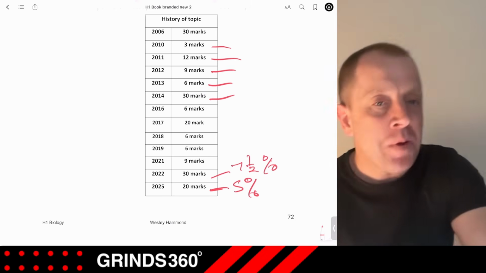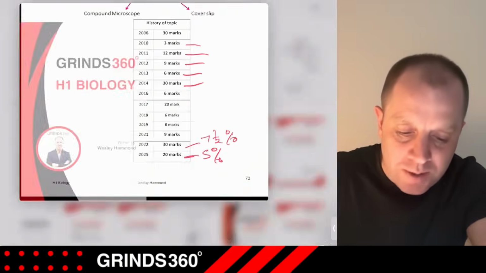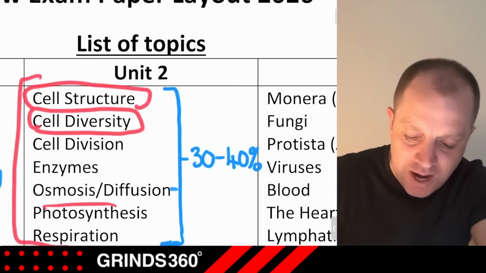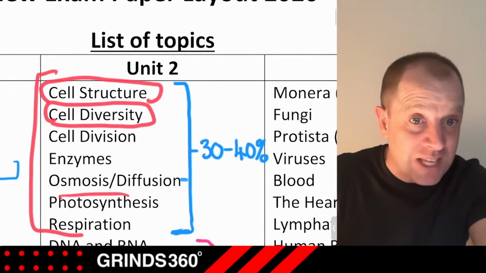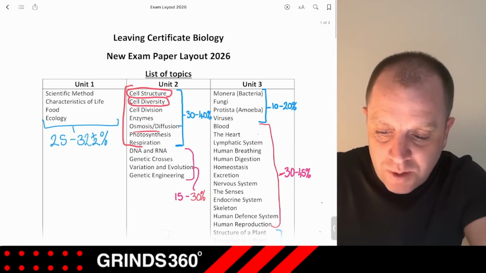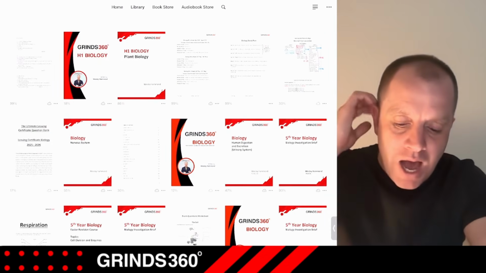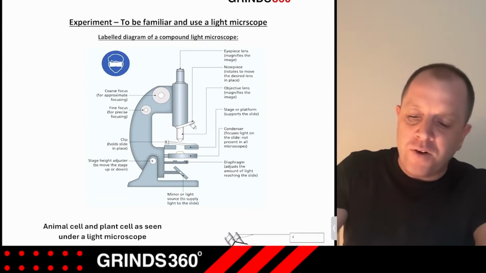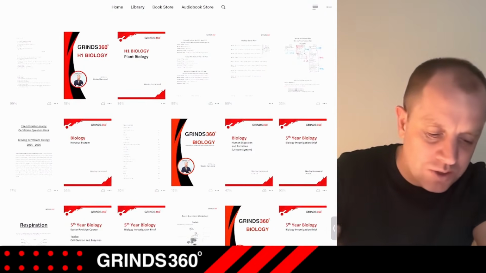But my point is, this is the point I'm trying to make here. You need to know all 7 chapters if you want to guarantee that you're going to get that 30 to 40% of your paper. Okay? So we don't want to leave any of those chapters out. So let's now go and look at cell structure. Now, the first thing I want to show you is this. Let me go back and show you this.